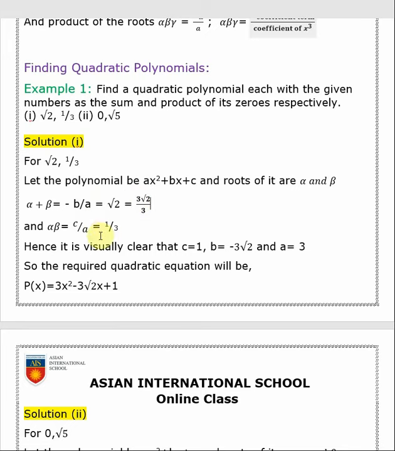As a whole, what are we getting? We are getting b equals minus 3 root 2, because this is the minus b by a. So here there is no minus, so we will take b equals minus 3 root 2, and a is 3 and c is 1. This is visually expressed. Okay, I will repeat once again what has been done. First I have done alpha plus beta equals root 2, which is minus b by a, and alpha beta equals c by a equals 1 by 3.